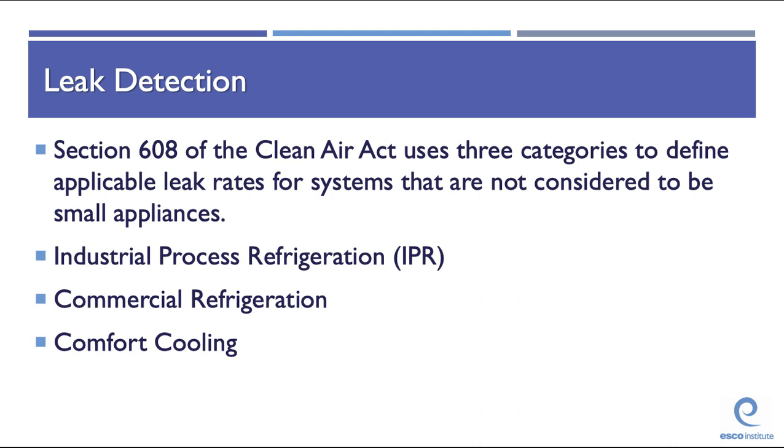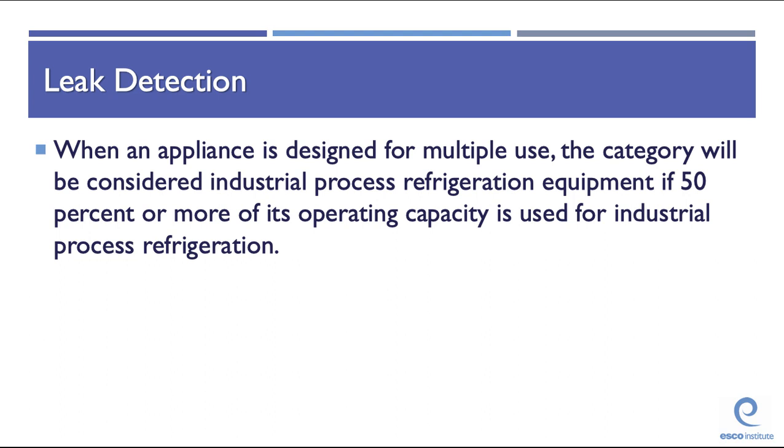Industrial process refrigeration, IPR, refers to refrigeration equipment used in agriculture, crop production, oil and gas extraction, ice rinks, manufacturing of frozen foods, dairy products, food and beverages, ice, petrochemicals, chemicals, machinery, medical equipment, plastics, paper, and electronics. When an appliance is designated for multiple use, the category will be considered industrial process refrigeration if 50% or more of its operating capacity is used for industrial process refrigeration.